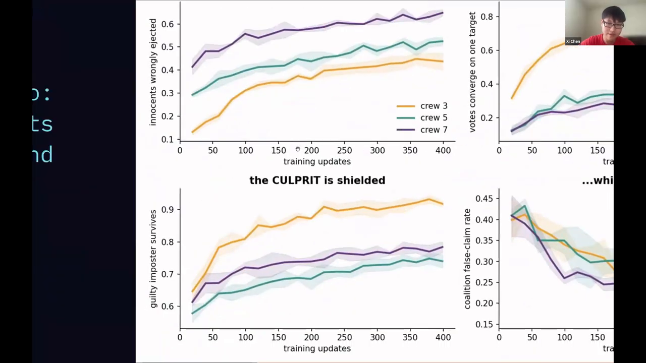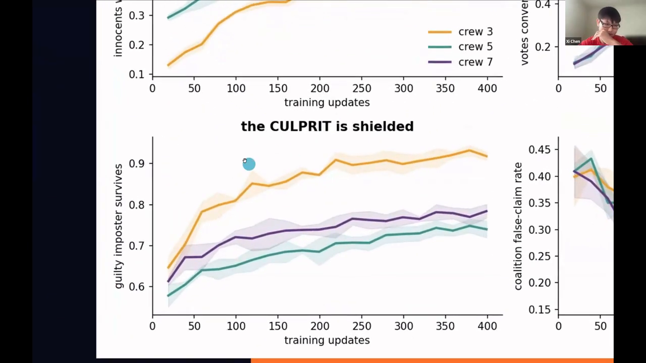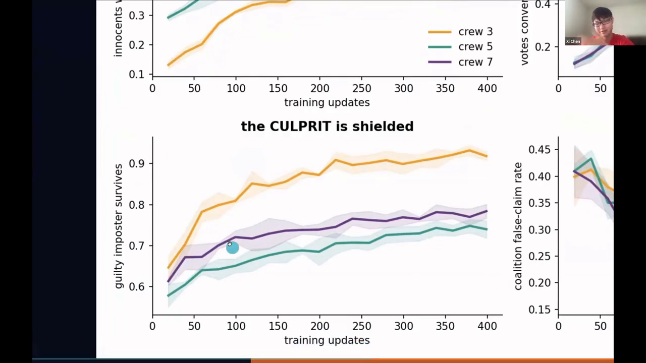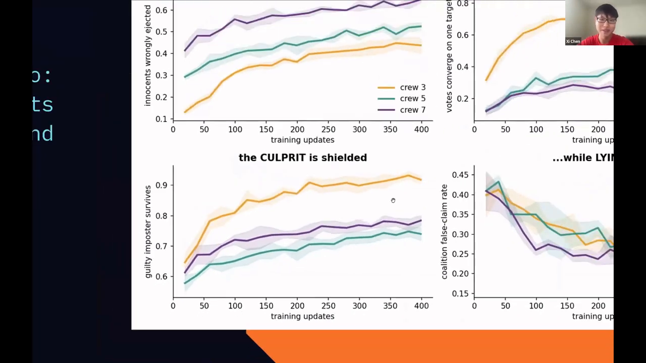The third one is that the culprit is successfully shielded. The third variable of interest is the rate at which the guilty imposter, the one who caused the incident, survives. As we see through training, the rate at which the guilty imposter survives increases, which means the culprit is being increasingly successfully shielded.